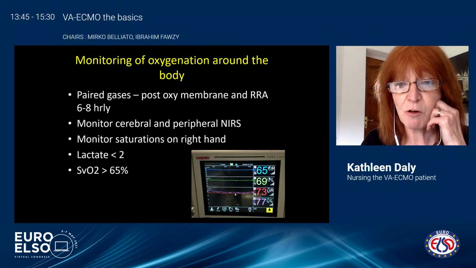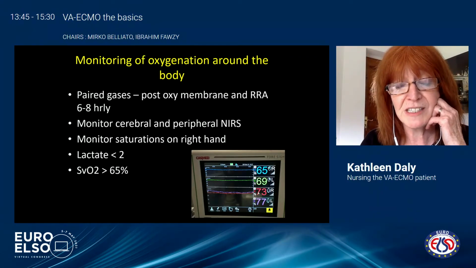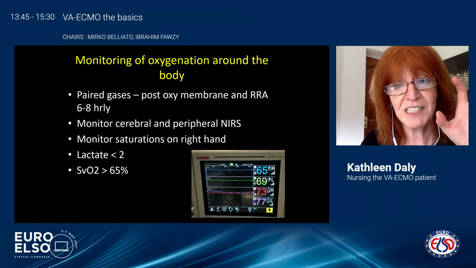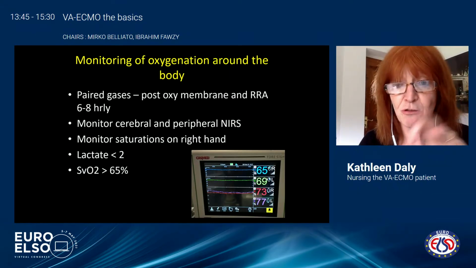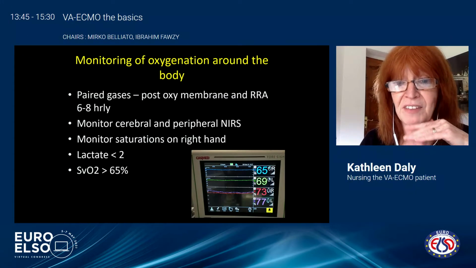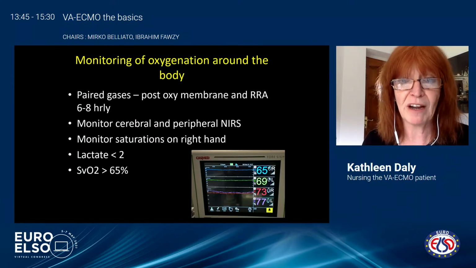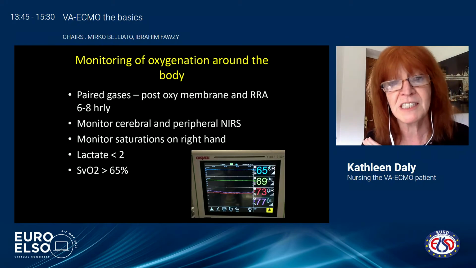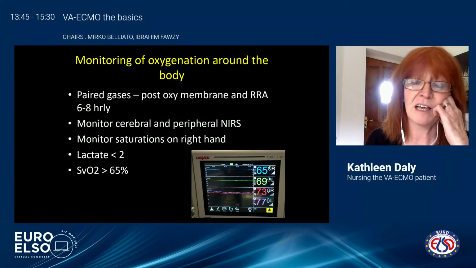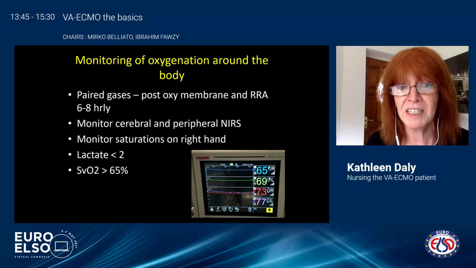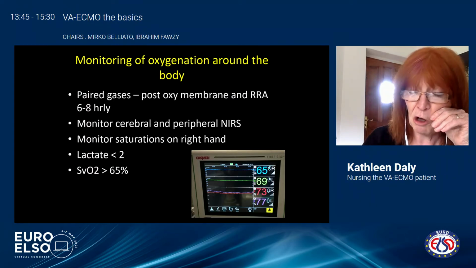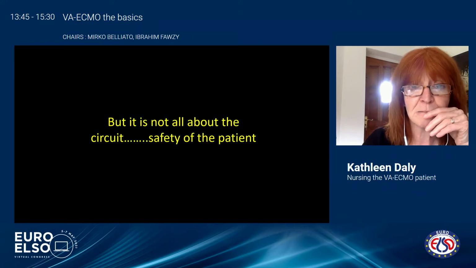We monitor both cerebral and peripheral nerves. And clearly what we want here is a similar percentage recording in both the right and the left, because again, this will give us an indication of poor perfusion. We're monitoring blood gases on a right radial artery. We're monitoring our saturations on the right hand. And essentially, we're targeting a lactate of less than 2, ideally, and an SVO2 of greater than 65%.